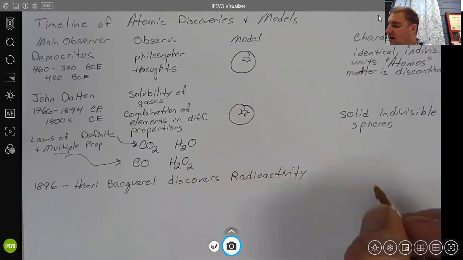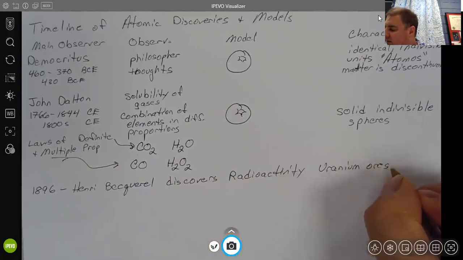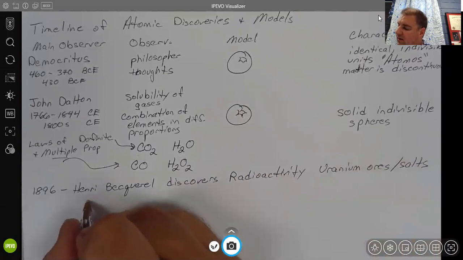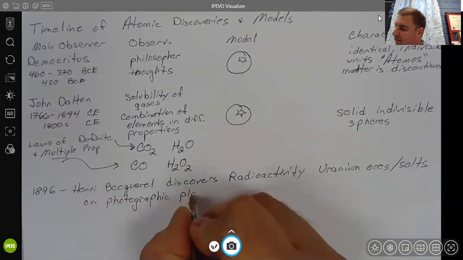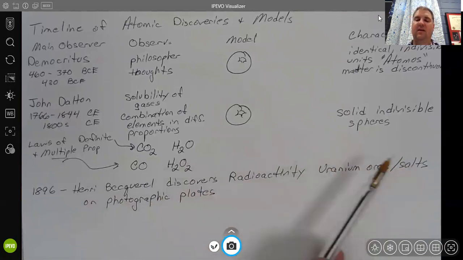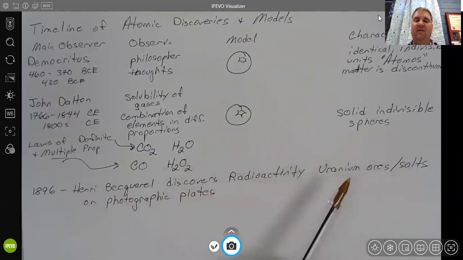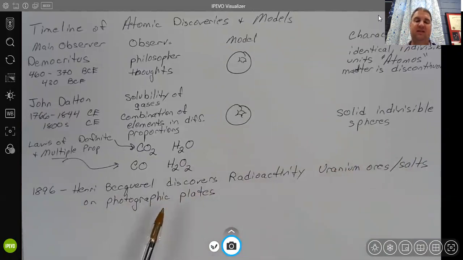And what he discovered, how he discovered this, was he had uranium ores and salts on photographic plates. And he discovered that those photographic plates became exposed as though they had been exposed to visible light. When these plates were developed, they showed up with exposed areas near the ores or the salts that were on the plates. And if he had a rock that had a particular uranium mineral on one side of it, but not the other, the side of the rock with the uranium mineral was the side that was causing the plates to become exposed.